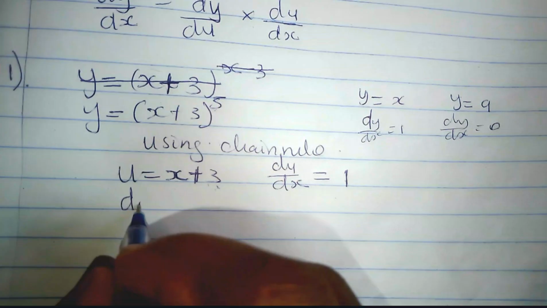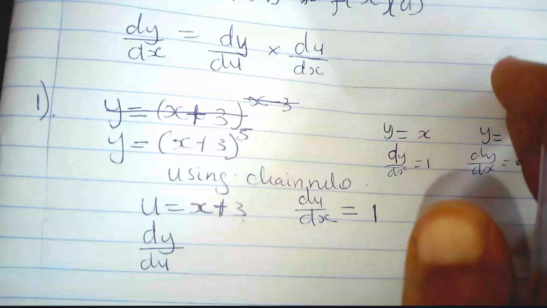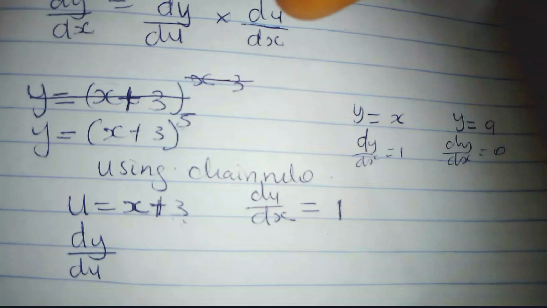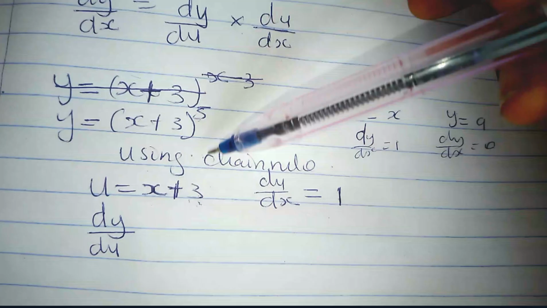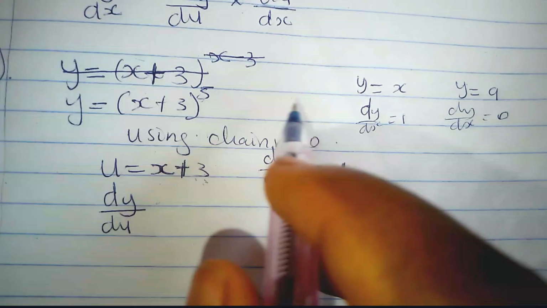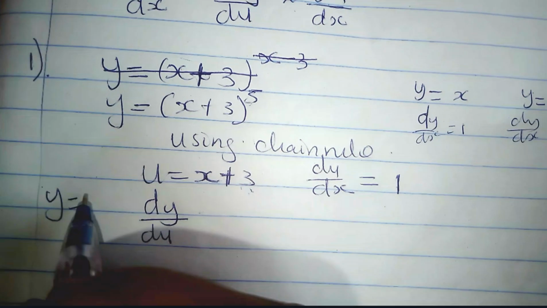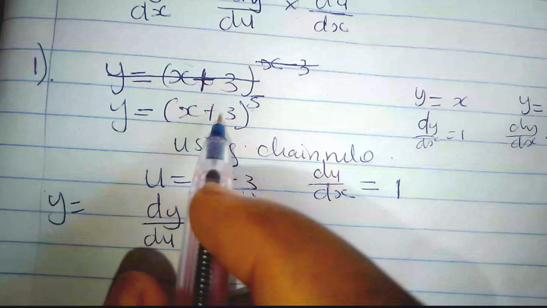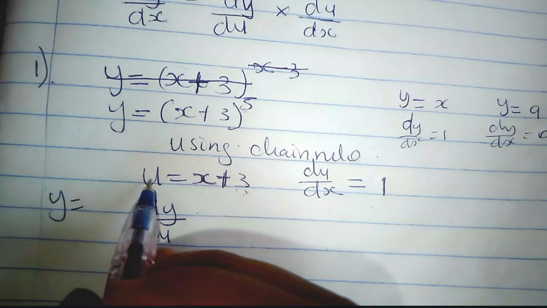We're going to find dy/du. So we're going to find the function of y now. Now that we have found the function of this only, let's find the function of the entire thing with respect to u. So we know that y in this case becomes u raised to power 5. Why? Because u is already equal to this. So let's substitute u into the equation.